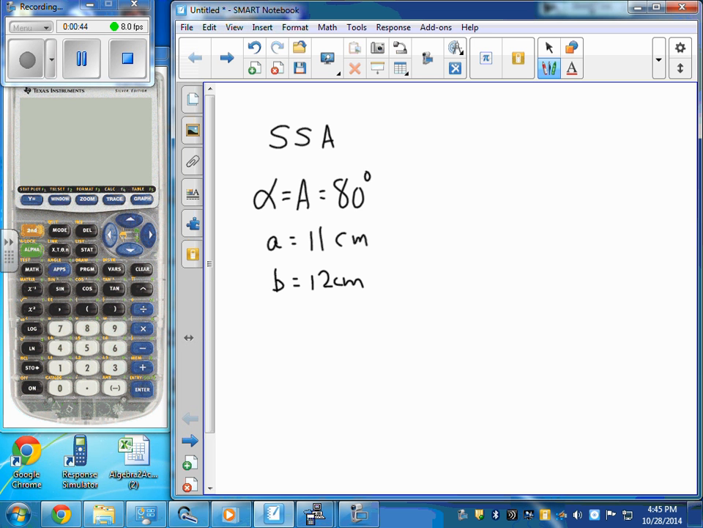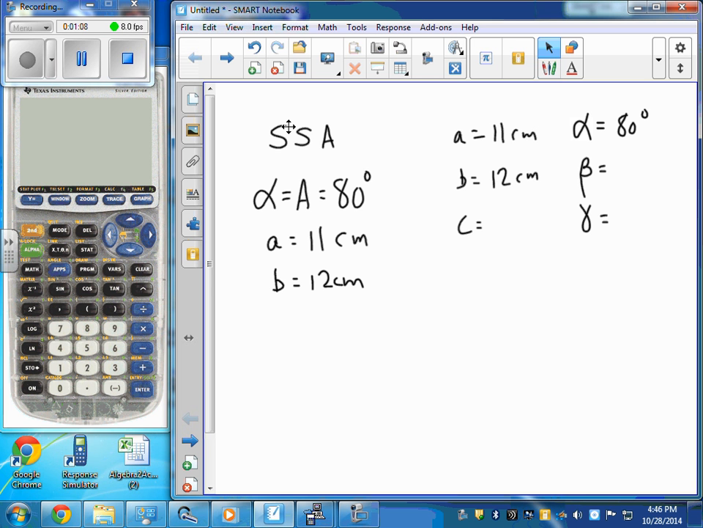Our task is to solve the triangle. So if we set up our sides, A is 11 and B is 12. We don't know C, that's to be found. We have alpha, or angle A, to be 80 degrees, and we don't know angle B or beta, and we don't know angle gamma or C. Those are to be found.